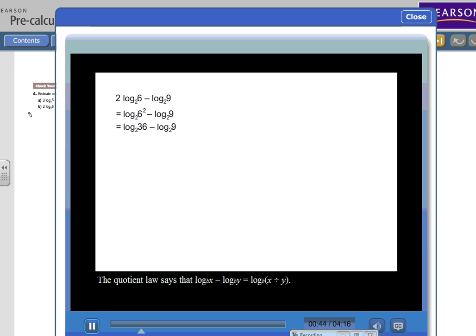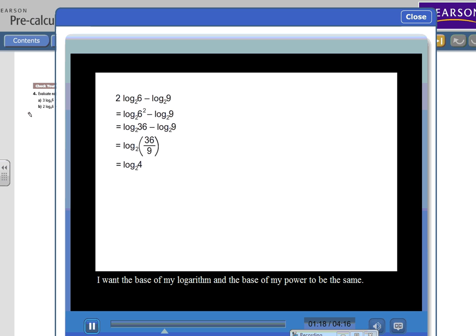The quotient law says that log base b of x minus log base b of y is equal to log base b of x divided by y. In this case, b equals 2, x equals 36, and y equals 9. So, I can write log base 2 of 36 minus log base 2 of 9 as log base 2 of 36 divided by 9. This equals log base 2 of 4.